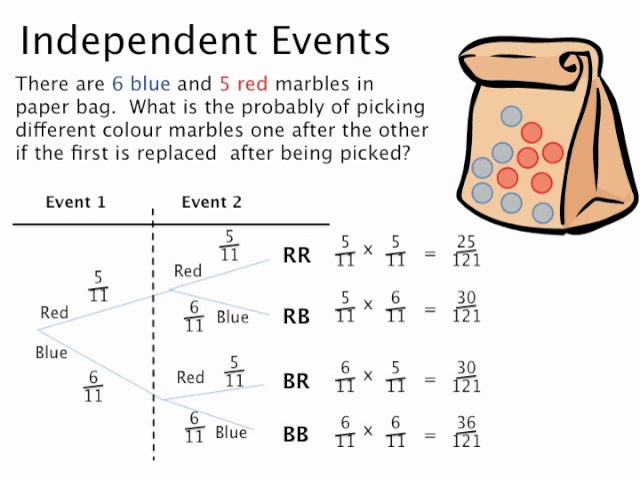Multiplying them together, we get the probabilities, and then what our question is asking us is what is the probability of picking different colour marbles one after the other if the first one is replaced. So different colour would be red and blue, but it could also be blue and red. Therefore we add those two together, and the probability of getting different colour marbles when you replace the marble is 60 out of 121.